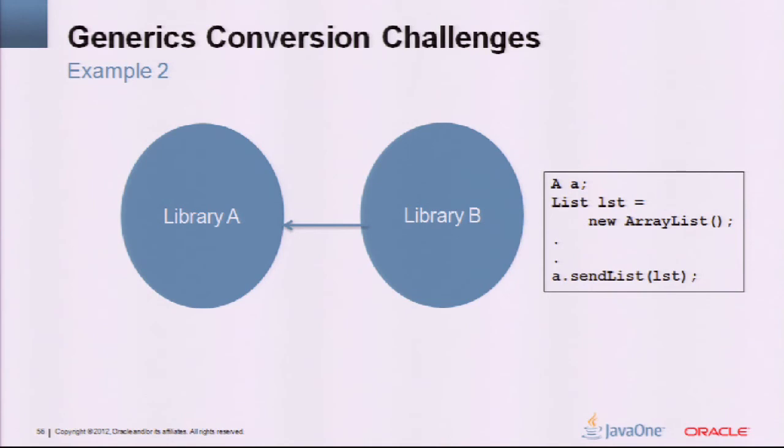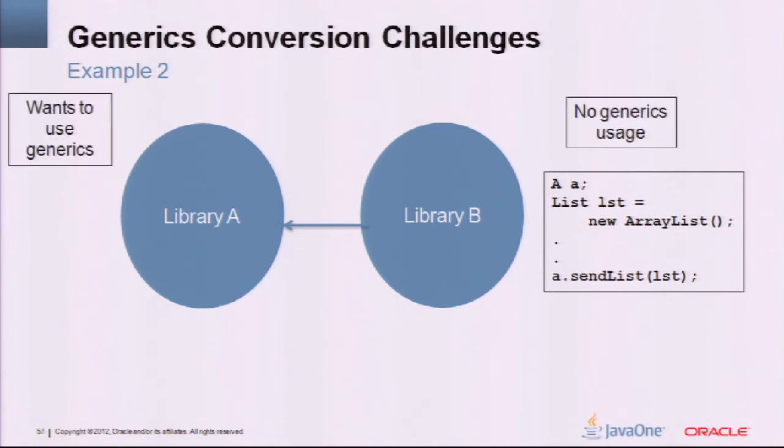We're just imagining a scenario here. Now, how does B do it? It probably instantiates an object A, and then it creates an array list, and then it calls a method sendList to send that list. Now, B clearly is not using generics, and the developer at A has probably listened to my talk and has returned and is motivated to remove warnings. So he wants to use generics now.